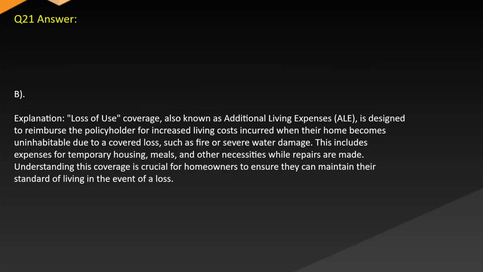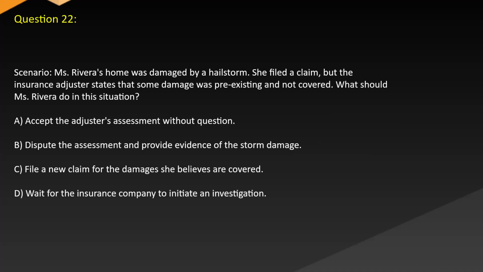Answer B. Explanation. Loss of use coverage, also known as additional living expenses, is designed to reimburse the policyholder for increased living costs incurred when their home becomes uninhabitable due to a covered loss, such as fire or severe water damage. This includes expenses for temporary housing, meals, and other necessities while repairs are made. Understanding this coverage is crucial for homeowners to ensure they can maintain their standard of living in the event of a loss.